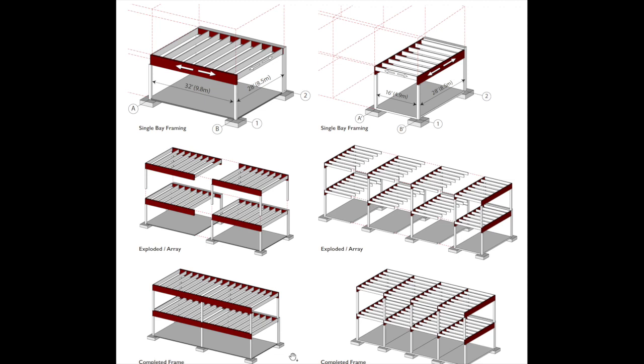If we then do framing option 1B, when we turn those girders 90 degrees, we see the girder now spans 28 feet in this direction, where it was 32 in framing 1A. The purlins then are only spanning 16 feet here, where they were spanning 28 before. We have 1, 2, 3, 4 bays instead of 2. And you can see the completed frame down below.